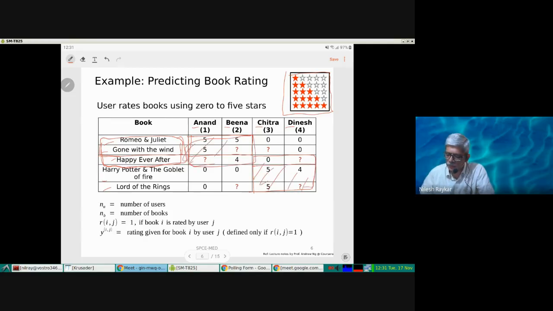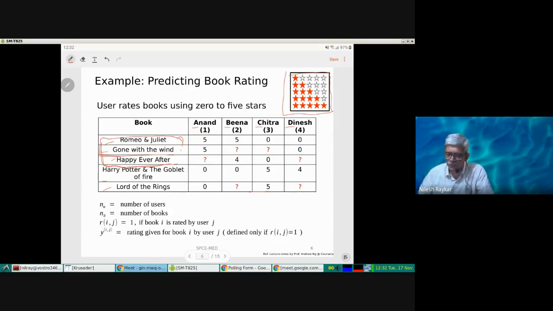For the sake of this example, I have partitioned them so that you can clearly see the difference. That is, Anand and Bina are preferring the more romantic books, and Chitra and Dinesh are preferring more of the fantasy books. But all users are not giving ratings to all the books, so there are some unknown entries.